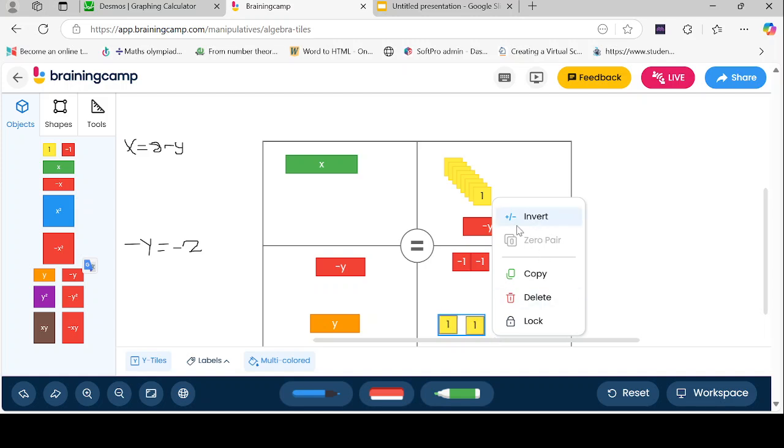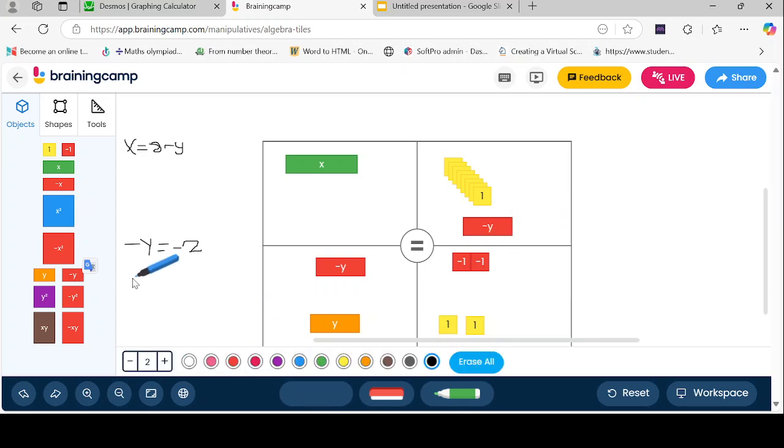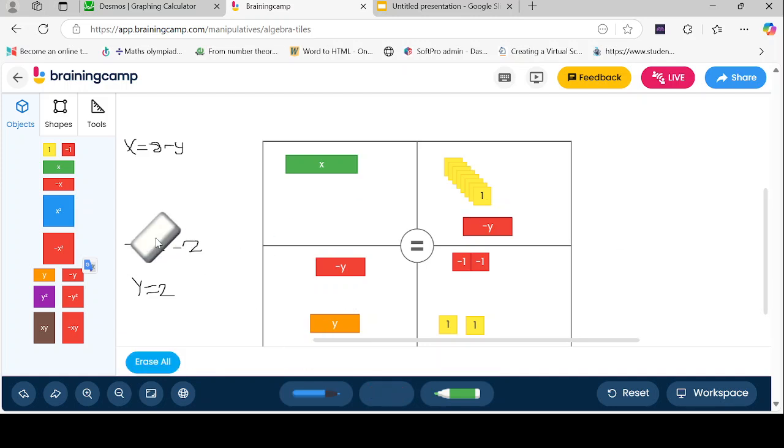So I also take the inverse. And so y becomes what? Y becomes 2, as you can see. So y is equal to 2. Wow. So I found the solution to my first variable.